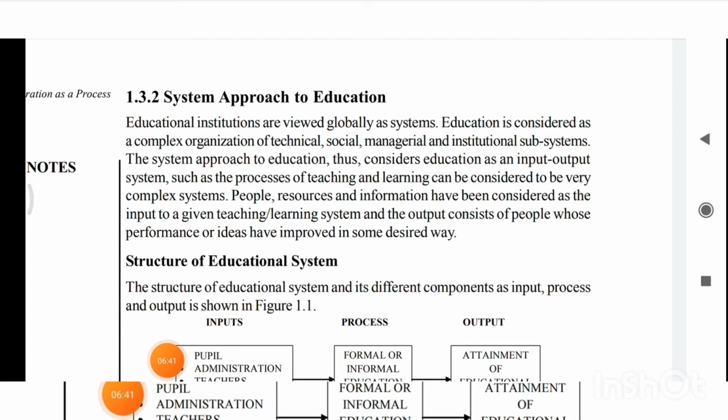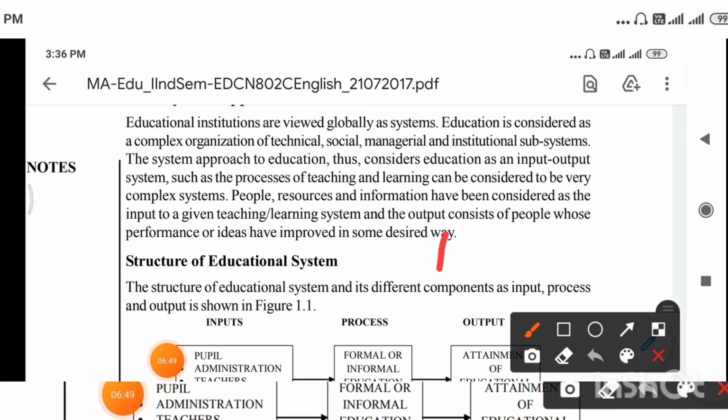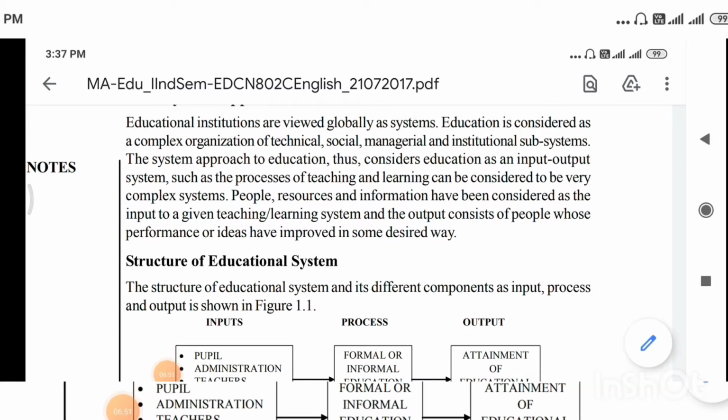All right, guys. Now in the series, we are going ahead. Now the next topic for us to discuss here is the system approach. Now what is the system approach that we will discuss?